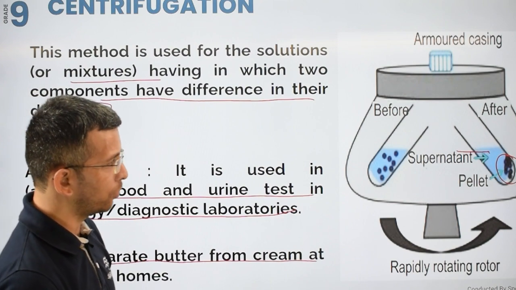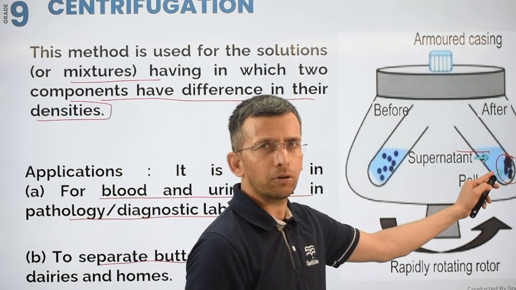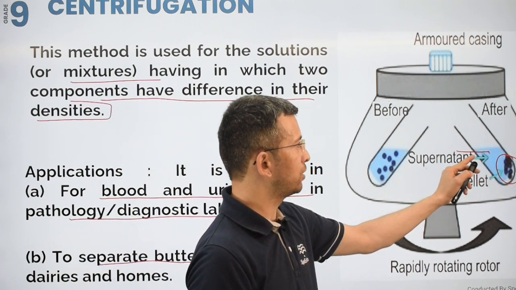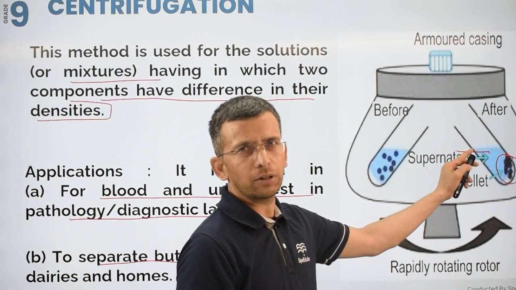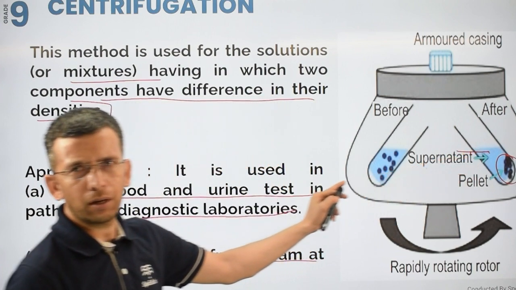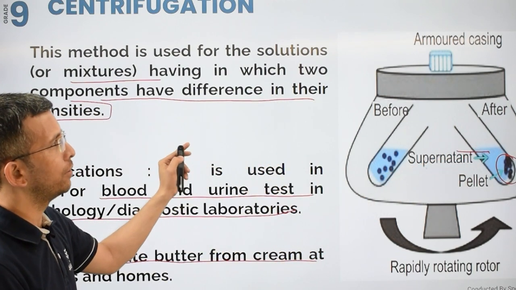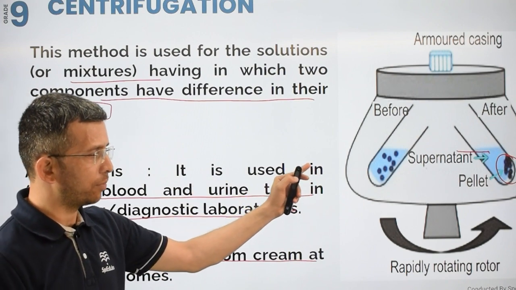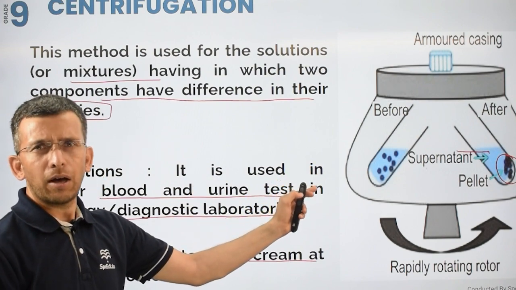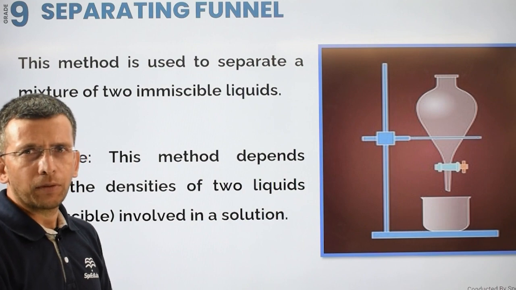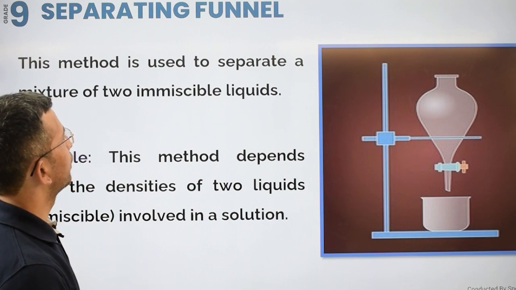So the heavier component is going to settle down at the bottom, and the top one, which is lighter in nature, is going to settle on the top. So this method is called centrifugation, and it is all carried out by the centrifugation apparatus. My next method is the separating funnel.